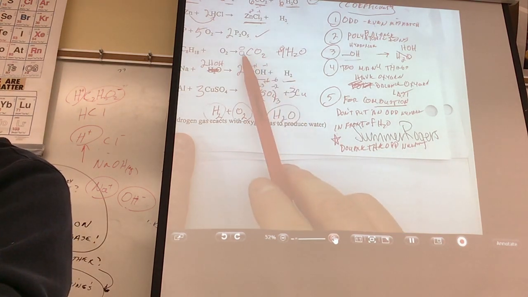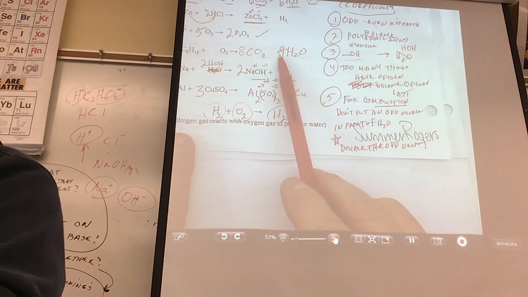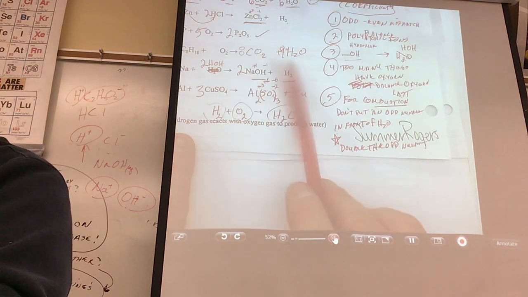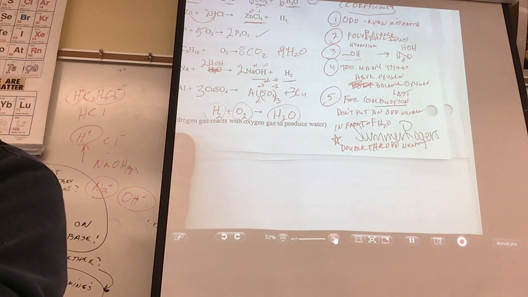What is an even number plus an odd? What if you put an odd coefficient here? Let's take any even number and add any odd number to it. Do it. 4 plus 3, 7. Odd. You cannot have an odd number of oxygens on the right. You can't, because it has to be even.